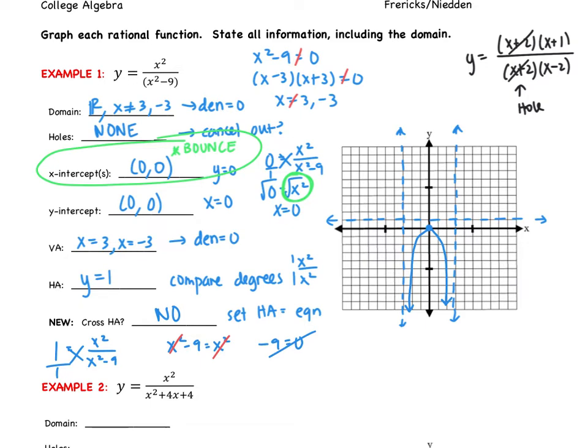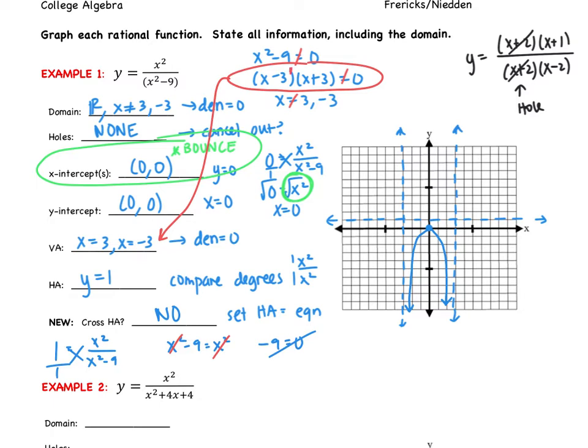Okay, now we have to figure out what is happening on either the left side and the right side. So we have two more parts of the graph to do. Before we do that, we have to look at our vertical asymptotes. So that's what we're going to do next. When we look at our vertical asymptotes, which came from our denominator set equal to 0, remember we have to consider their multiplicity.